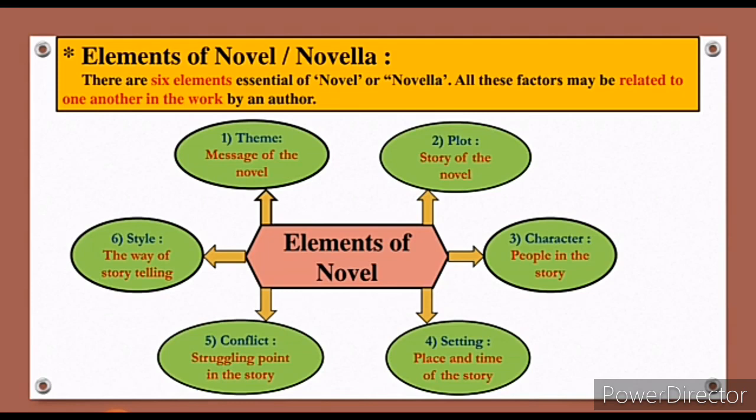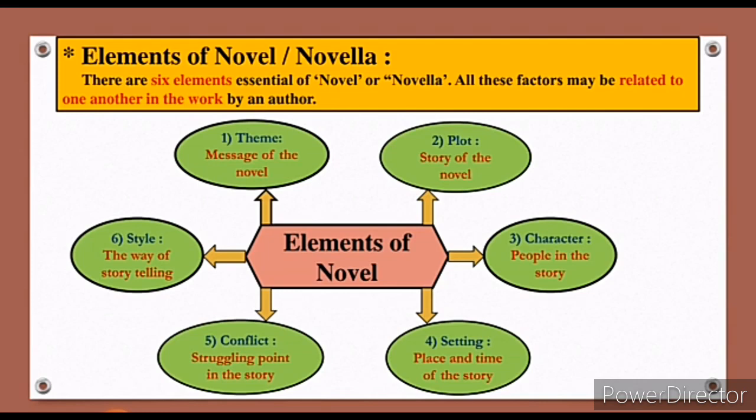Next is the conflict. Conflict means sangharsh, struggle. Maybe the main character is having a struggle with other characters. That is a struggling point in the story. It means the main character is facing a problem, whether with himself or with others. That is the conflict. Next, you can see style. Style means language. Every novel has a particular, different way of writing.